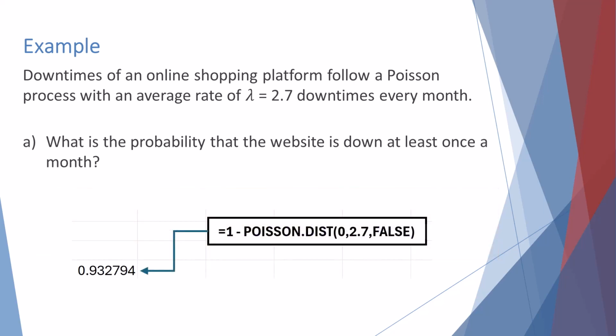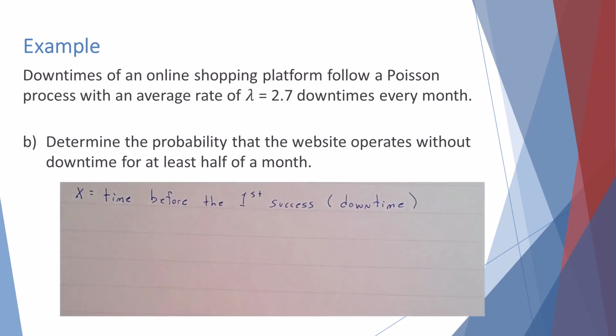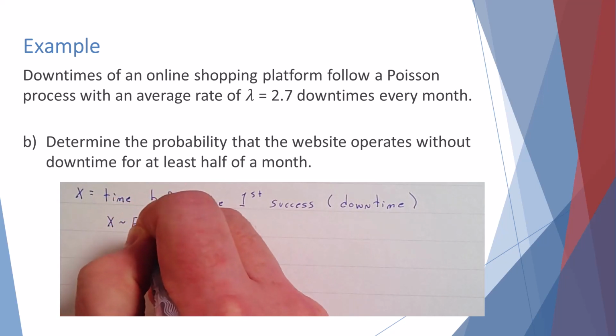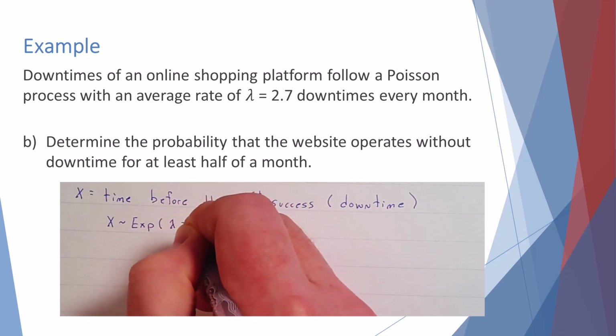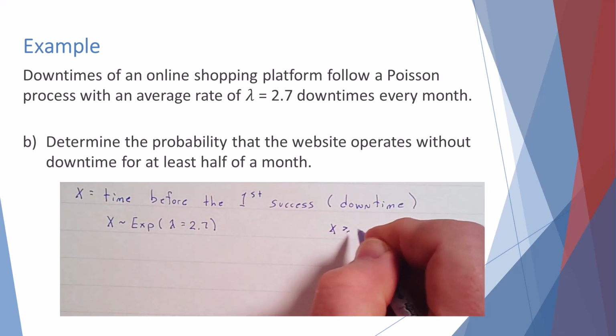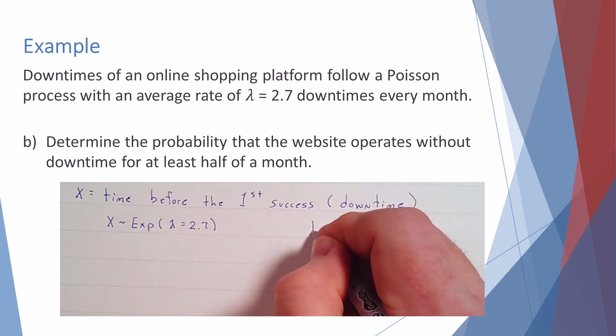Now we could also find this probability in Excel using the Poisson dist command. Now we want to determine the probability that the website operates without downtime for at least half of a month. Okay, so let's define x to be the time before the first success, or downtime. Then we know that x is exponential with lambda equals 2.7. Now what we're interested in is that there is no downtime for at least half a month. In other words, we want x to be greater than or equal to 1/2. And we want the probability of this event.